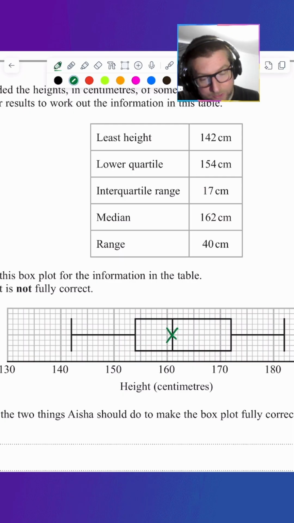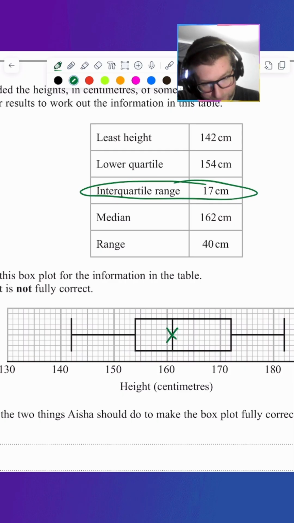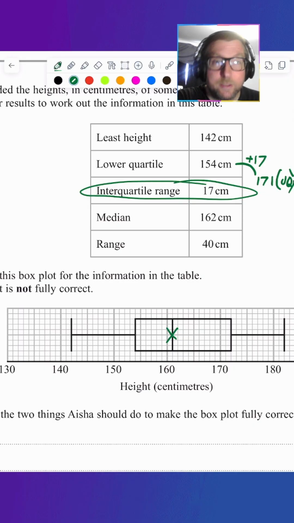Now, they haven't given us the upper quartile, but they've given us the interquartile range. In order to work out the upper quartile, we need to take the lower quartile and add the interquartile range. So 154 plus 17 is 171. That's the upper quartile. To get the interquartile range, you subtract the lower quartile from the upper quartile, so we're doing it in reverse, essentially. So the upper quartile should be at 171, and that is incorrect as well.